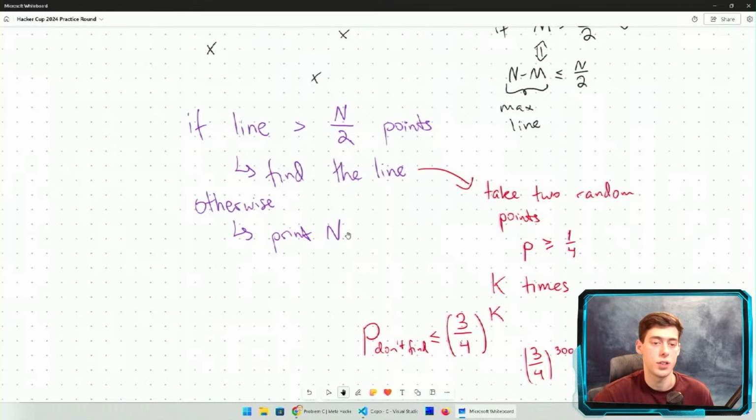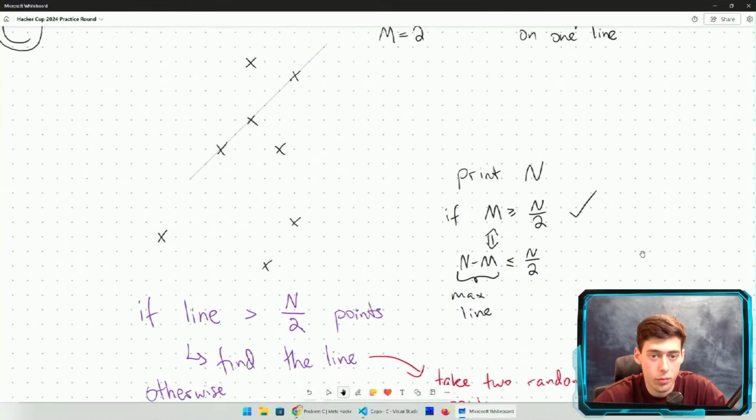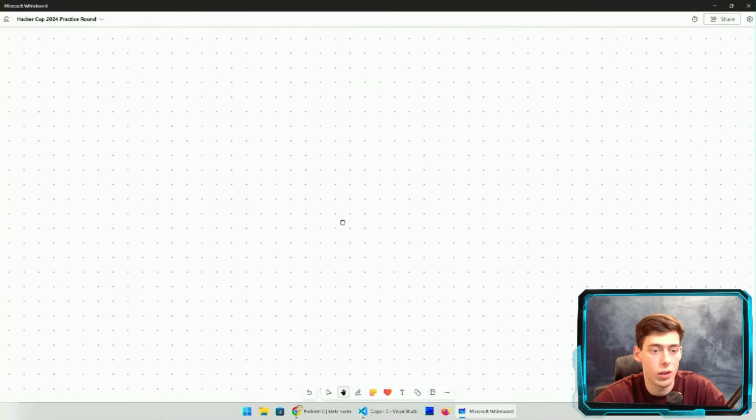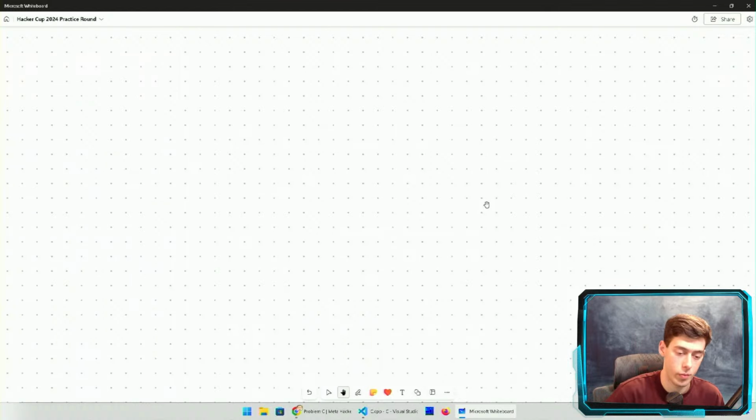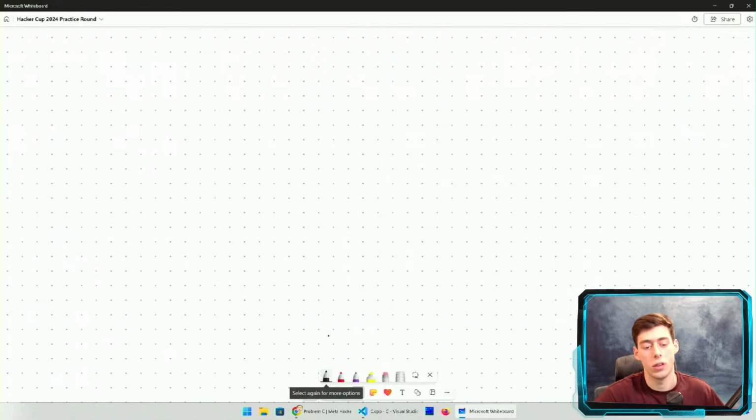Otherwise, we just print n, since the number of points on the biggest line is at most half the total number of points, we need to move at least half the total number of points. And so if we print n, that'll be accepted. So that's problem C. That is problem C. I think that was an interesting one. That was a nice one.